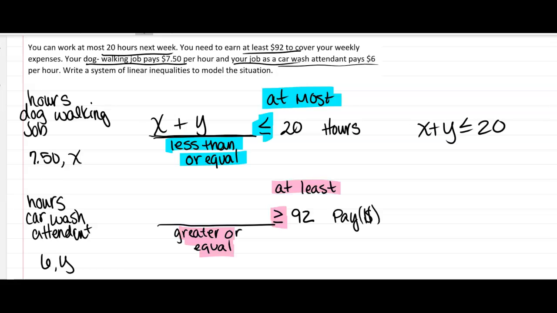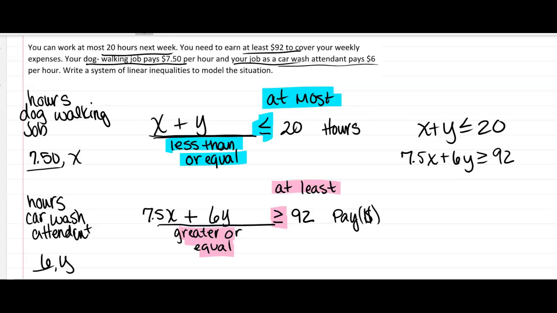Then we go on to the pay. That is where we attach that pay to each one of the hours. So we have $7.50 per hour he worked at the dog walking job, plus $6 for every hour he worked as a car wash attendant. So that's our second inequality, 7.50x plus 6y greater than or equal to 92.